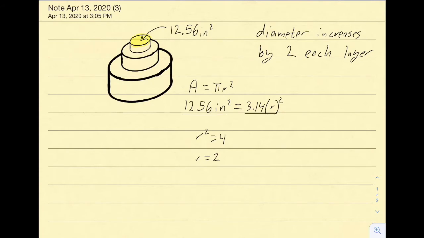Now we said the diameter increases by 2 each layer. Since the diameter is twice the radius, the radius must increase by 1 each layer. So we have to increase here and here to get what we're looking for. So our radius at the bottom is going to be 2 plus 2, which is 4. So our new radius, and I'm going to use capital R for that, is 4 inches, because that was in inches.